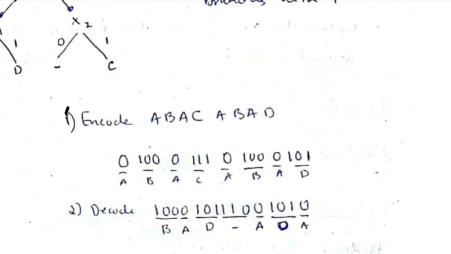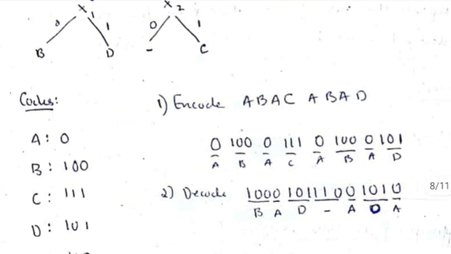First one is to encode or decode. If they ask for encode, you have to write down the codes for each of these alphabets which they give. Suppose that A, B, A. What's the code? For A it is 0, so write here 0. For B it is 1 0 0. Then for A it is 0. So like that you will complete the whole code which they have given.